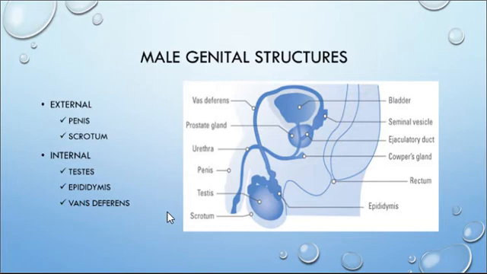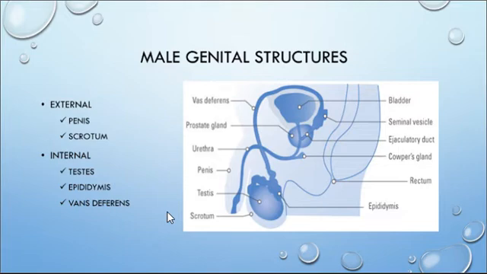Some things to keep in mind: when it's cold, the muscles contract and raise the scrotal sac up, which brings it closer to the body to absorb heat to keep the sperm viable. The left testis is normally lower than the right because the spermatic cord is longer, so that is not abnormal to see.